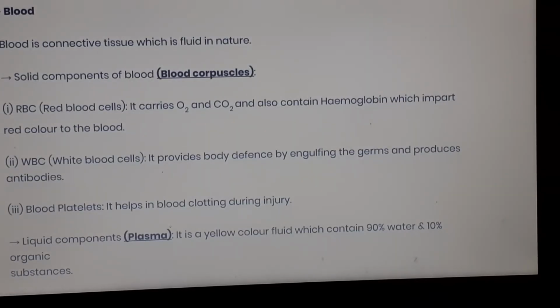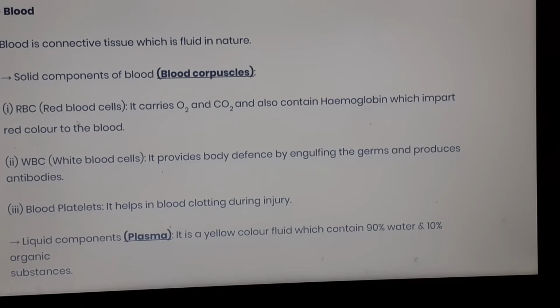Next one, blood. Blood is said to be a medium through which it transports the nutrients. The blood is a connective tissue. We already studied in our 9th standard. This is fluid in nature. What are the components present over there? Blood corpuscles, that is RBC and WBC, that means red blood cells and white blood cells. Next one, blood platelets. Next one, liquid component, that is plasma.